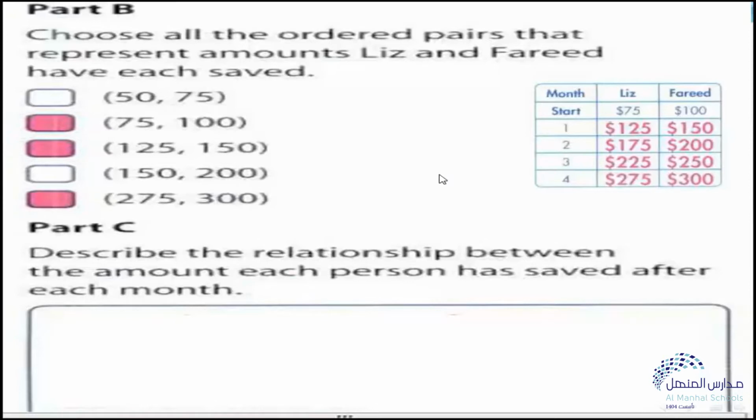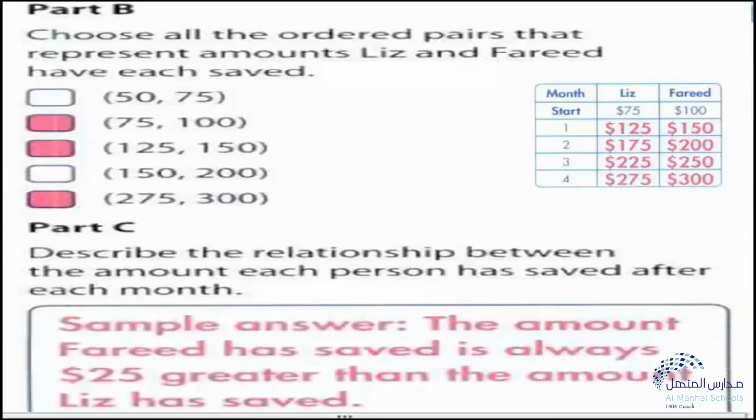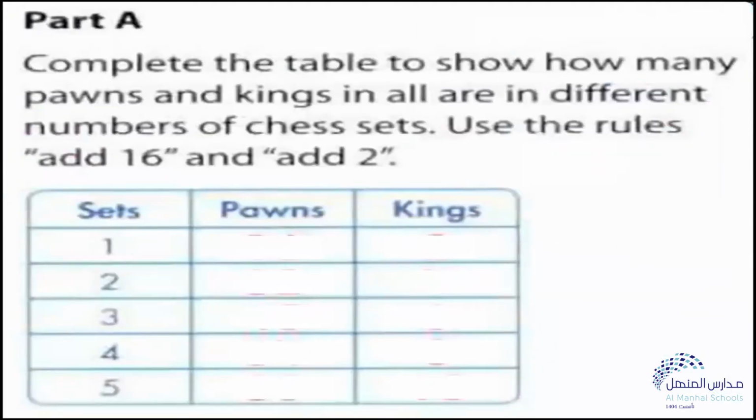But see, we have to find the relationship between them. Directly we start from the greatest, and we will say the amount Farid has saved is always $25 greater than the amount Liz has saved. Because if we subtract between them, the difference is $25. So Farid has saved $25 more than Liz has saved. So that's it, guys. After that, let's continue.